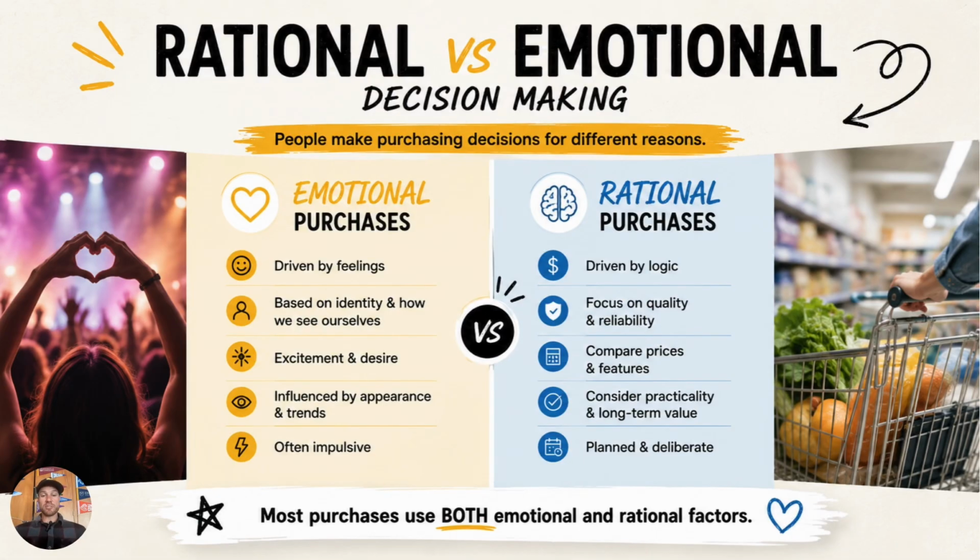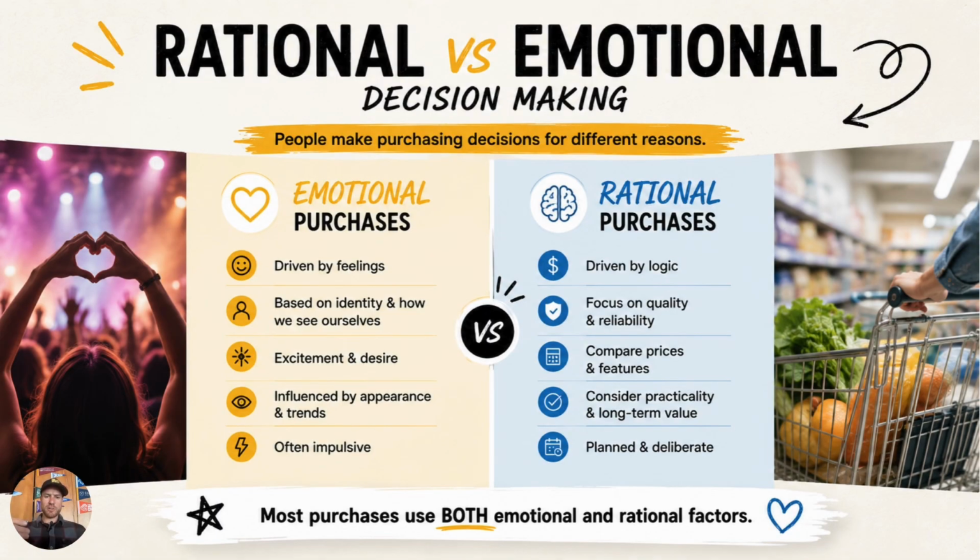We then define rational versus emotional decision making. People make purchasing decisions from different perspectives for different reasons. So, emotional purchases: these are driven by feelings based on identity, excitement, desire, influenced by appearance and trends, or often impulsive. Versus rational, you need these things. Maybe it's your groceries or utilities or shoes, fill in the blank.